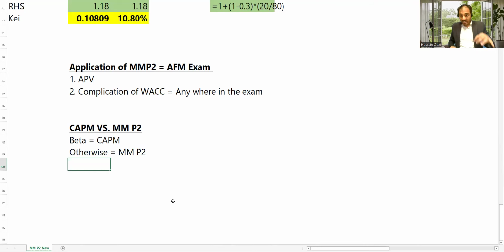If you wanted to calculate K with the complication of the beta and with the complication of the risk and all the things, and the beta related informations are available, you must have to use the CAPM method to calculate K. If you wanted to calculate the K, consider the risk, but there is no information about the beta, you have to use the MM Proposition 2. That is all about the session.